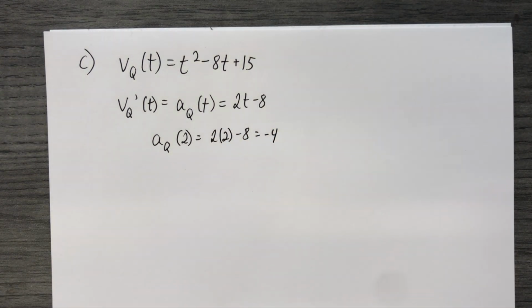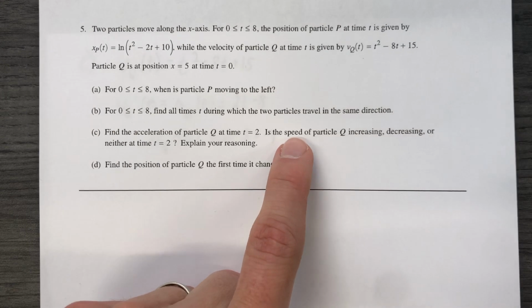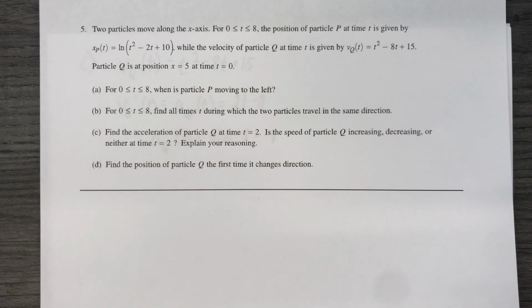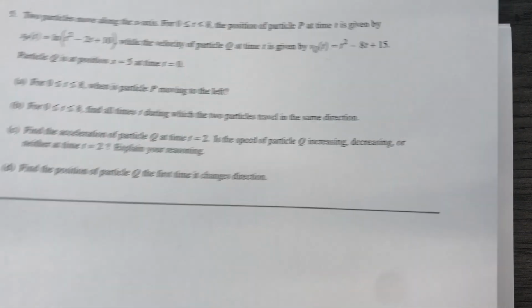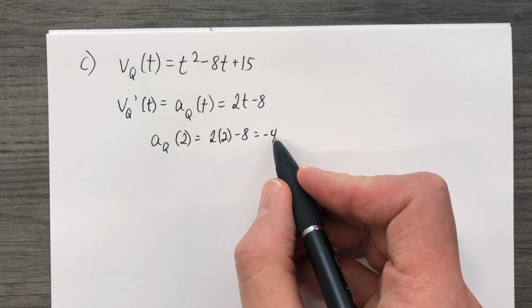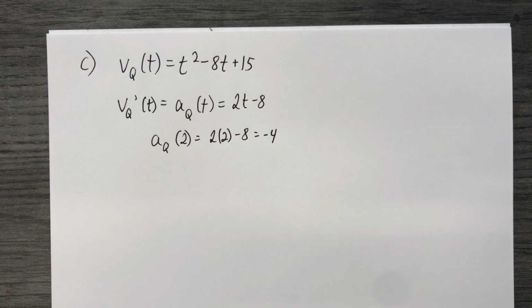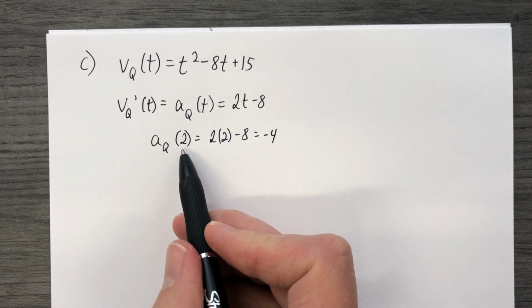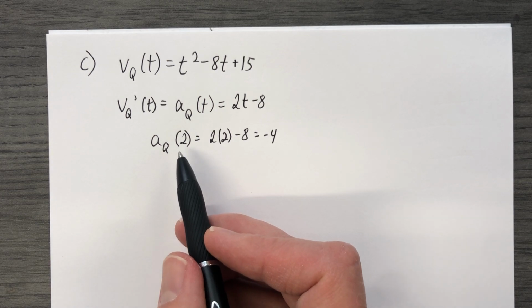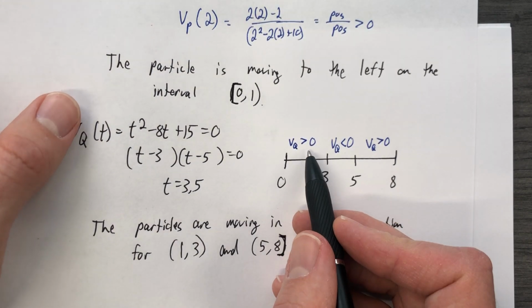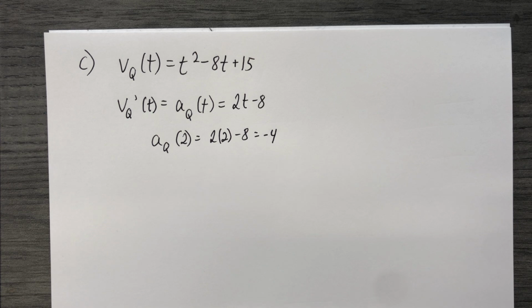I don't care that it's negative 4. Well, I do care that it's negative 4 because they asked. But they are also asking for speed. Is it increasing or decreasing? And that is an issue of signs. And so we are going to look at this and say, oh, well, that's negative 4. I care that it's negative. I also need to know the sign of the velocity at 2. Lucky us. We know it. It's positive. So it said explain your reasoning.